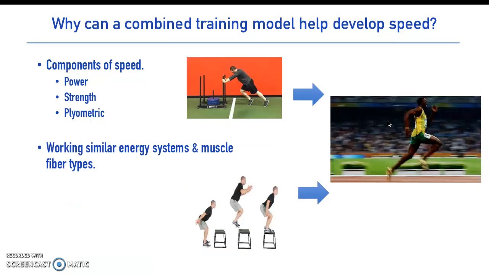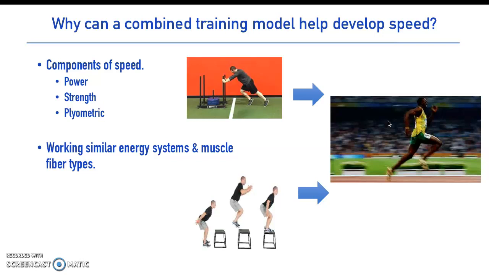And why can a combined training model help develop speed? So if you look at a couple of components of speed, we've got power, we've got strength, we've got our plyometrics. A lot of the time your plyometrics can fall under your power movements.